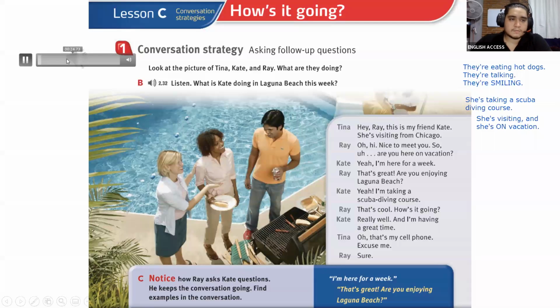Page 70, Lesson C. Okay. So, yes, she's visiting from Chicago. She's on vacation and she's taking a scuba diving course. Very good. All right, let's practice a conversation, okay? There are three people here. So let's just take turns. Patty, you go first, and then Danny, and so on. Patty, Danny.